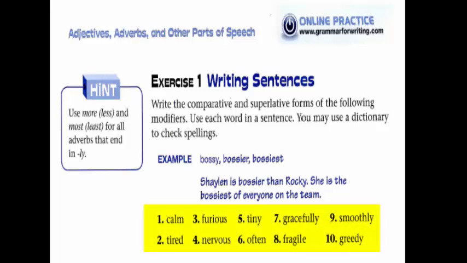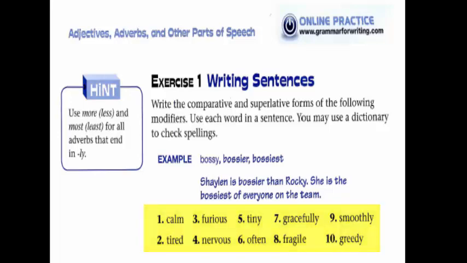Let me read the words for you. Calm, tired, furious, nervous, tiny, often, gracefully, fragile, smoothly, greedy. Number 1, calm, you can say calmer and calmest. For example, class 8A is the calmest class in the school. That is superlative. Class 8C is calm. Class 8I is calmer than 8A. That's positive and also comparative.